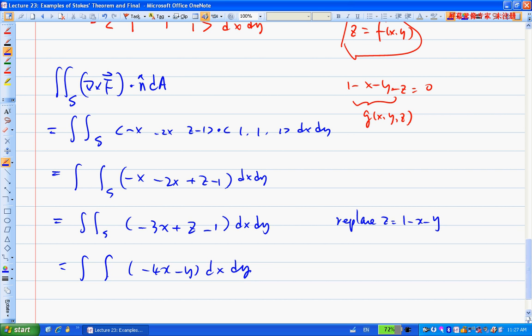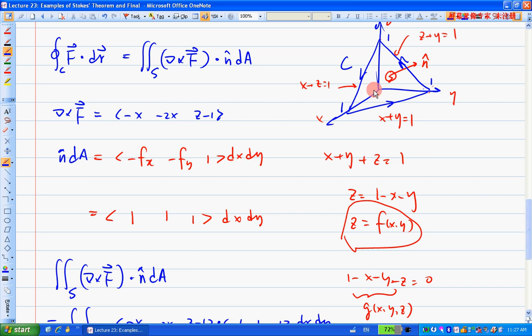Limits for the x and y are based on the surface S. Surface S is in 3D, so the limits of x, y are basically the shadow of S in the xy plane. The shadow of S in the xy plane is that triangle here, right? Which direction you want to integrate is up to you.